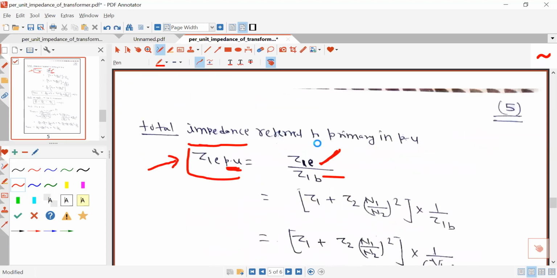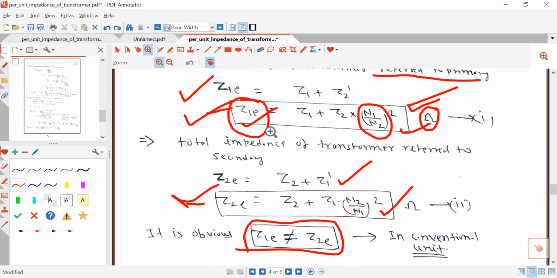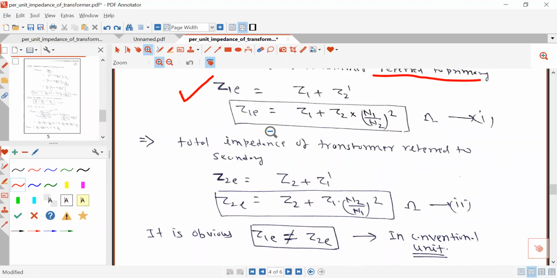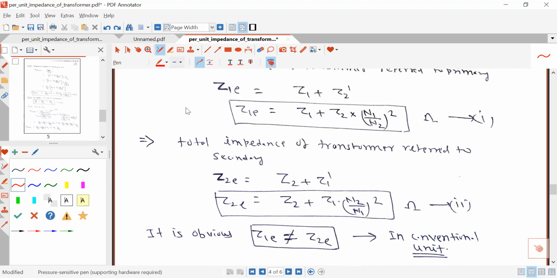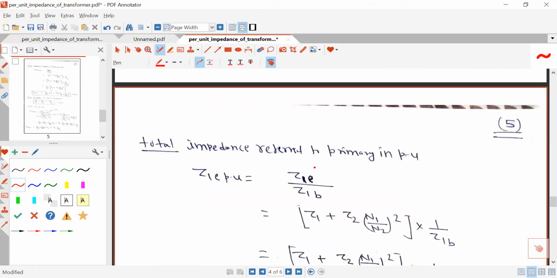You can see this is the actual value of the transformer impedance referred to the primary, and this is the actual value of the transformer impedance referred to the secondary. So now the question is to convert this conventional unit into the per unit system. You have to divide it by the base value, so just divide the actual impedance by its base value.